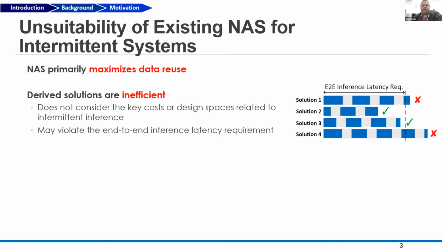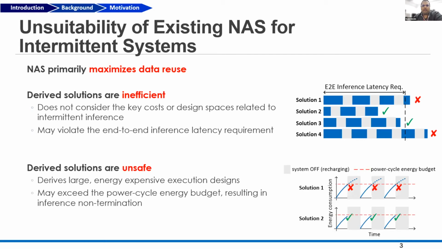And so, as NAS does not consider the key costs or design spaces related to intermittent inference, it may find inefficient solutions which may violate the end-to-end inference latency requirement. And even more seriously, maximizing data reuse may lead to large and energy expensive solutions, which may be unsafe as they may exceed the power cycle energy budget of an intermittent system.